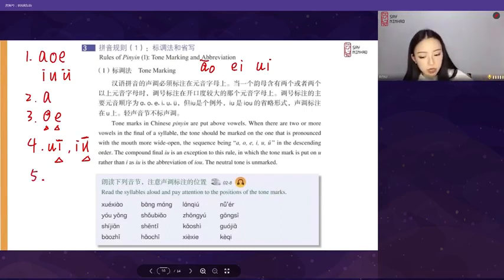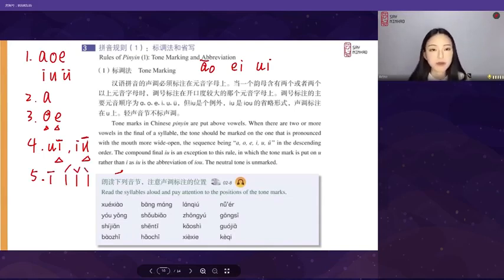And another rule is, when we are marking e, we will remove the dot, and then we will mark on the rest part of it, like this. So these are the rules for tone marking in Chinese. First, we won't mark initials, we will mark finals. Second, we will mark the vowels: a, o, e, i, u, ü.